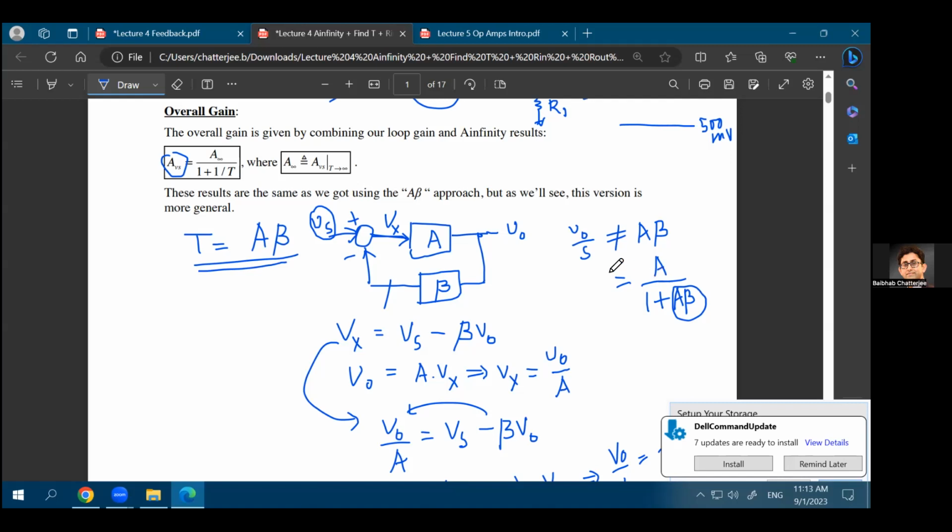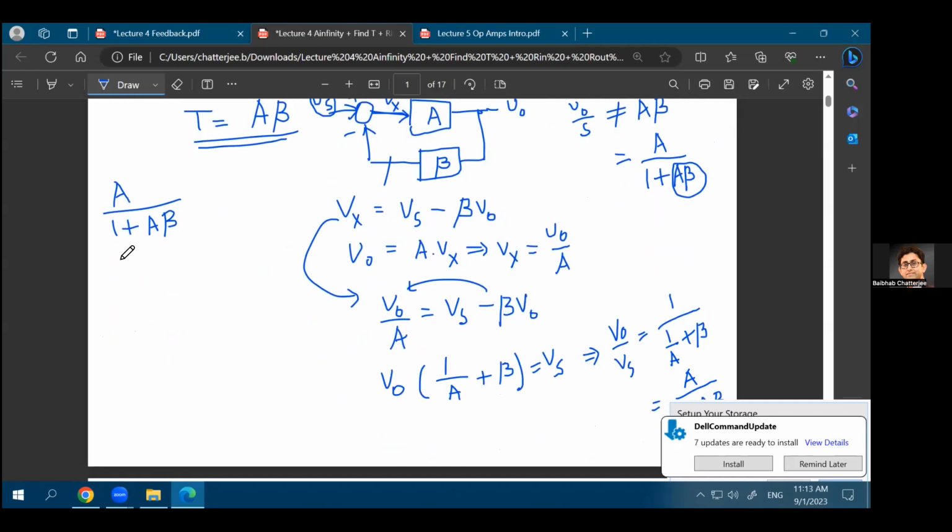Okay, now since we agree that your overall gain is A divided by 1 plus A beta, I'll write it as A divided by 1 plus A beta. What happens if you divide the numerator and denominator with the loop gain? Your numerator will become 1 over beta. Your denominator will become 1 over loop gain, plus 1. Let's call the loop gain T. So you're dividing the numerator by A beta, and you're dividing the denominator by A beta. This is what you end up with.